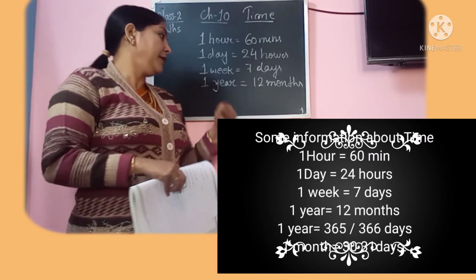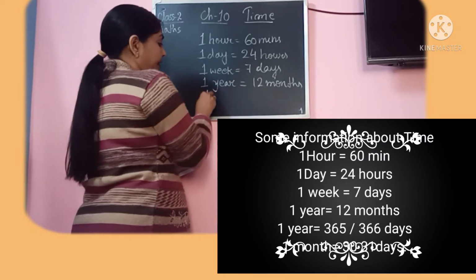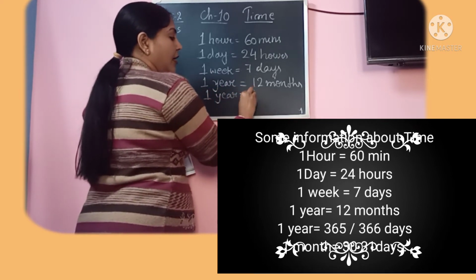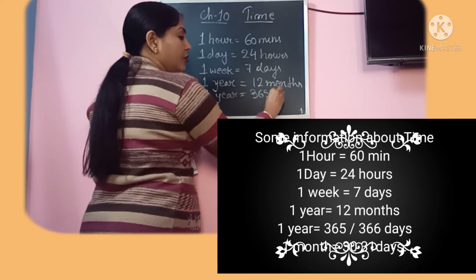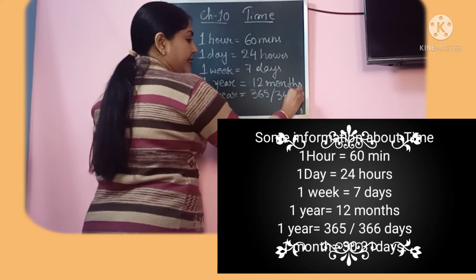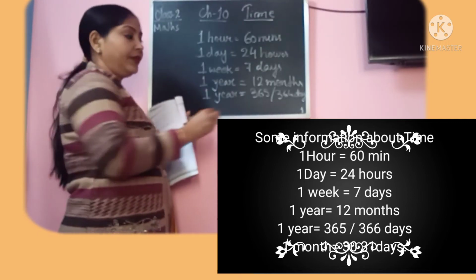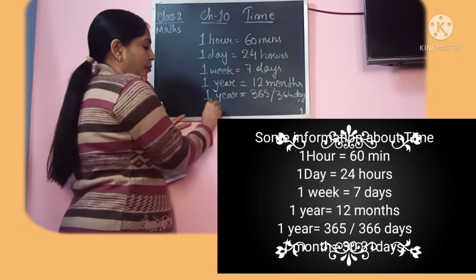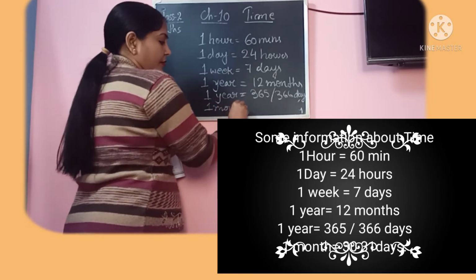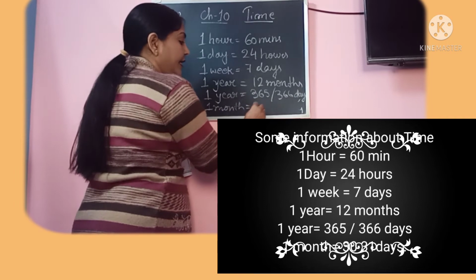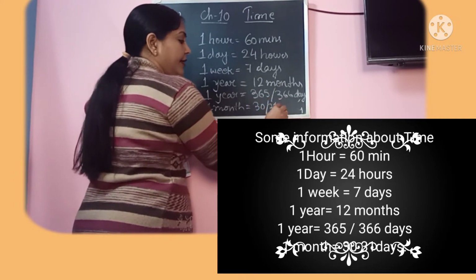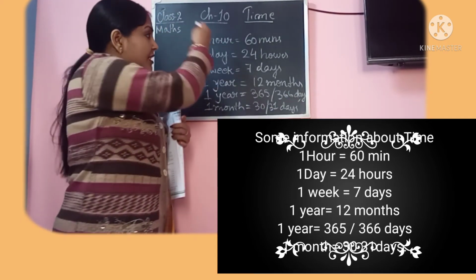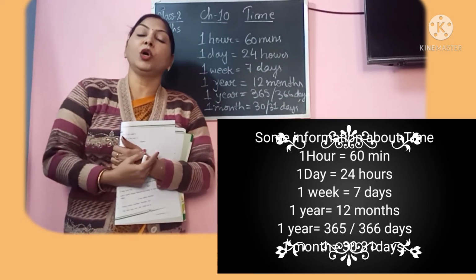If we talk about 1 month, let's say first, in 1 year, how many days are there? In 1 year, we have 365 or 366 days. Okay. And in 1 month, how many days are there? Either 30 or 31 days. Okay, so this much information you are going to write in your copy.